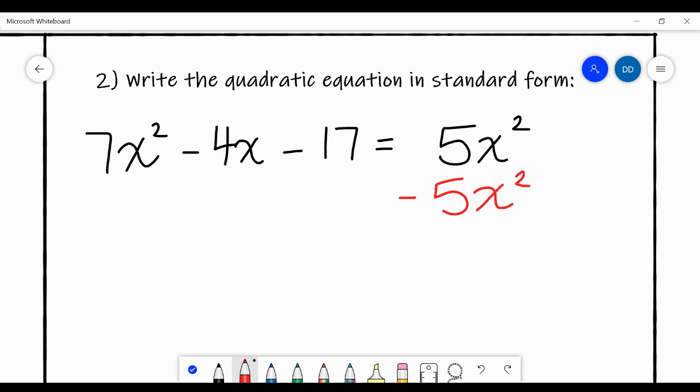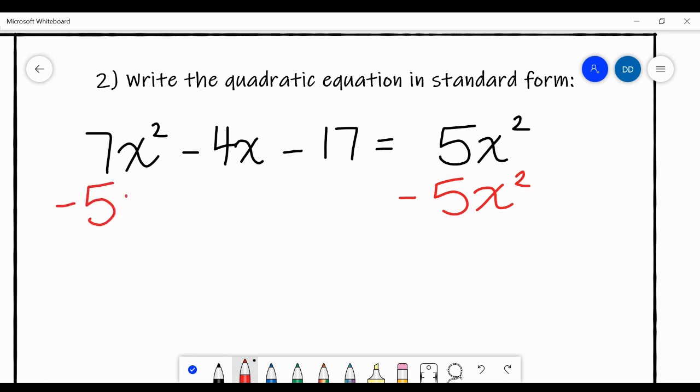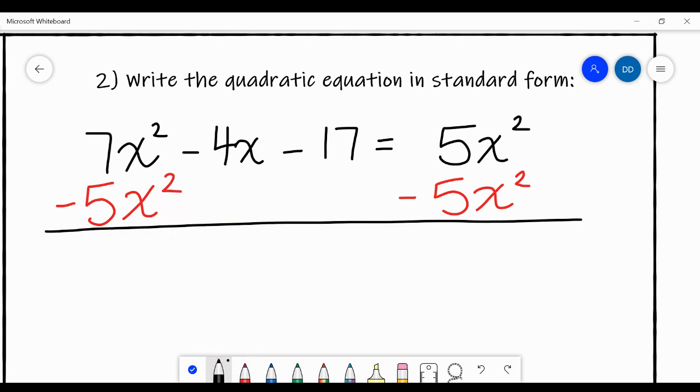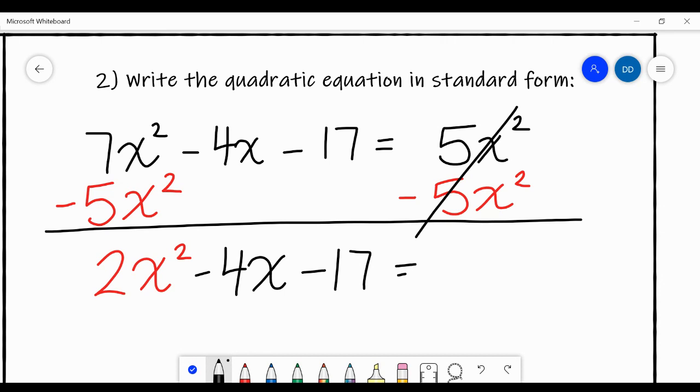And now I'm going to put it under the 7x squared. Those are like terms, so we're able to subtract it from this 7x squared. Now these are going to cancel out. 7x squared minus 5x squared gives us 2x squared. And I'm going to bring everything that we didn't touch down. Equals, those canceled out, so that's a 0 right there.